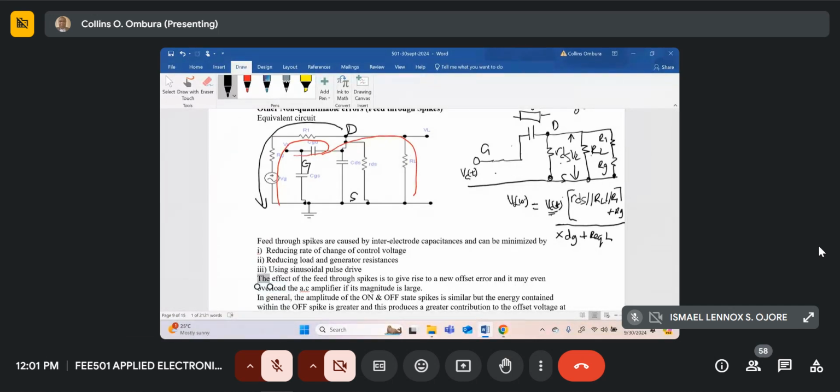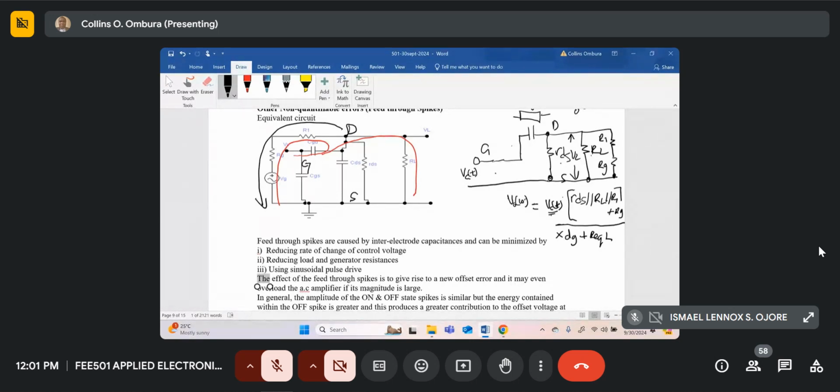So what we are doing, we're just using this equation here, which has been derived. We reduce any value or the parameters in the numerator. You decrease the amount of voltage being fed through the capacitance, XGD.